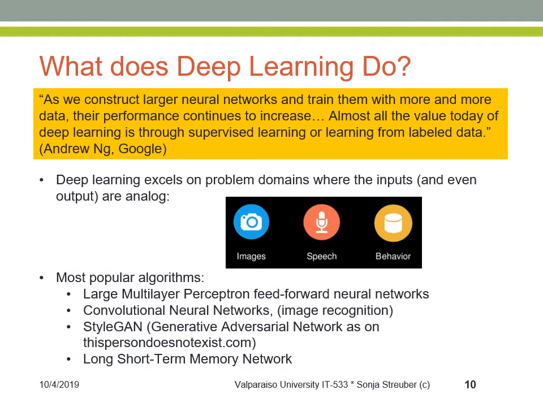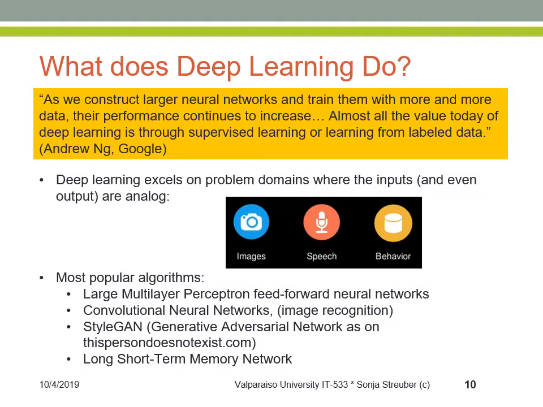So why do we need deep learning and what does it do? Because we have problems that we need to solve in the areas of images, of speech recognition, and of behavior. For that, we have a number of algorithms that are very popular. For example, our large multi-layer perceptron feed-forward neural networks. Those are the neural networks that, to an extent, we've already encountered.